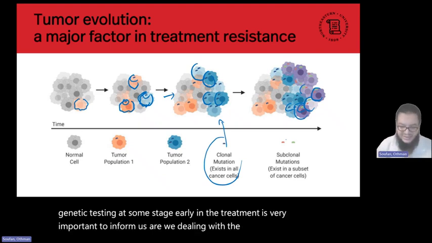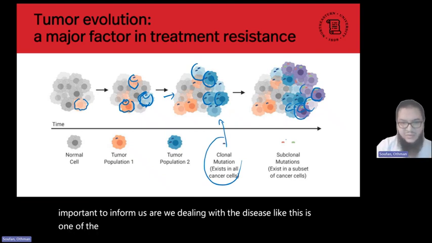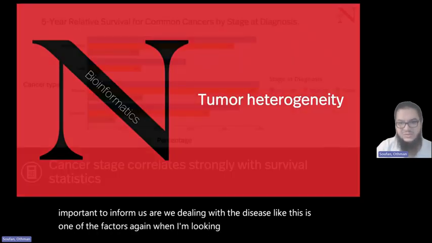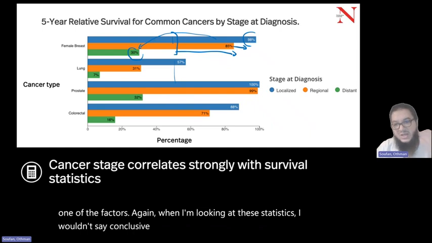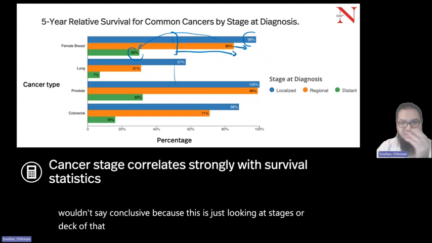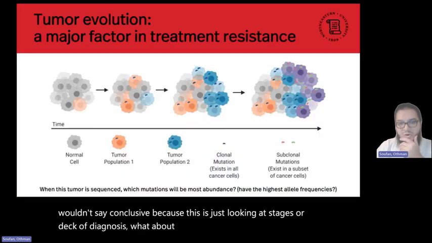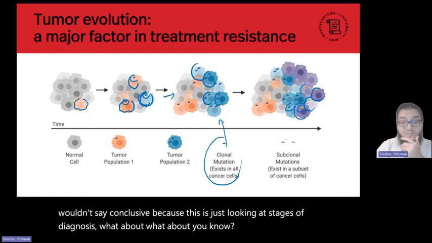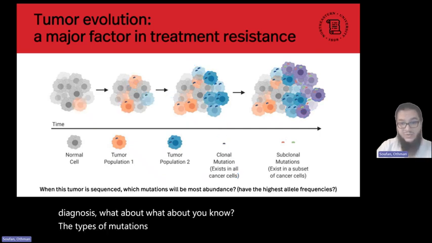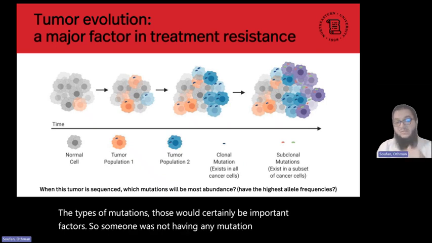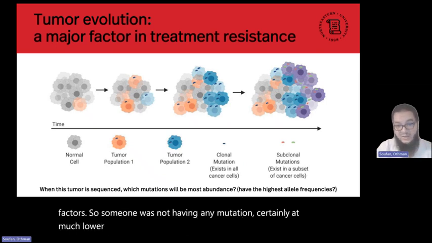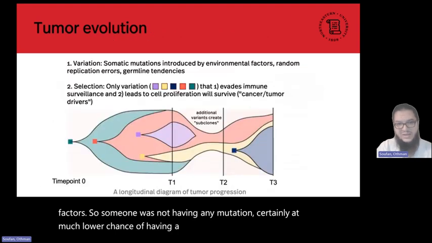the disease? This is one of the factors, again, when I'm looking at these statistics, I wouldn't say conclusive, because this is just looking at stages of diagnosis. What about the types of mutations? Those would certainly be important factors. So someone who's not having any mutation is certainly at much lower chance of having a recurrence of that disease.